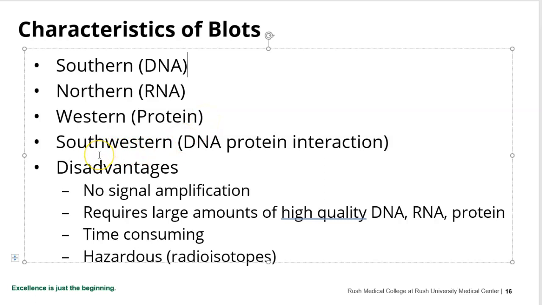And I never even heard of a Southwestern blot until I was reading through one of your board questions. It's not used very often, but we separate the protein, then we use DNA to interact with it. Disadvantages of blots is there's no single signal amplification, so we need a ton of DNA. So I have to draw 10 cc's of blood for whether we're doing DNA, RNA, or protein.